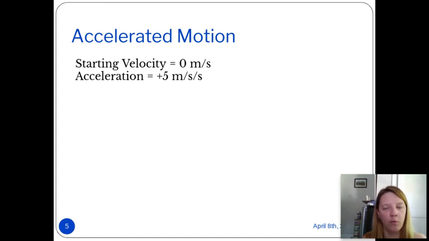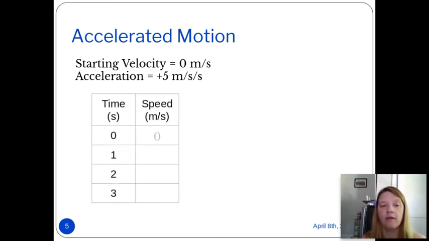Okay, so let's do a couple examples. This should help you with your homework, hopefully. Let's say I start out with a velocity of 0 meters per second, and I have an acceleration of 5 meters per second each second. Well, what that means is that if I start at 0, after 1 second has passed, I'm going to add 5 to that value. So that gives me a new velocity of 5 meters per second. After 1 more second, I'm going to add another 5, which brings me to 10 meters per second. And then after 1 more second, I'm going to add 5 again, which brings me up to 15 meters per second.